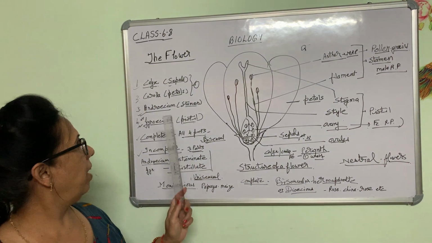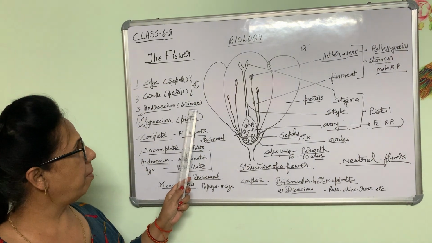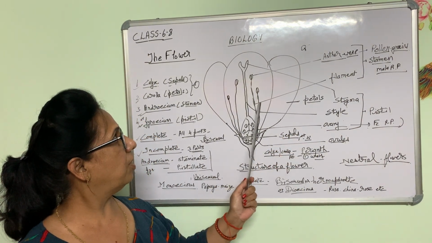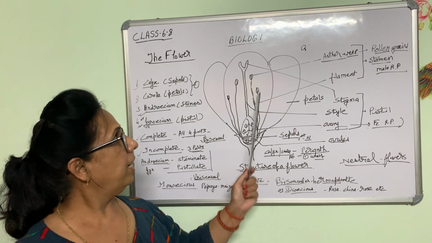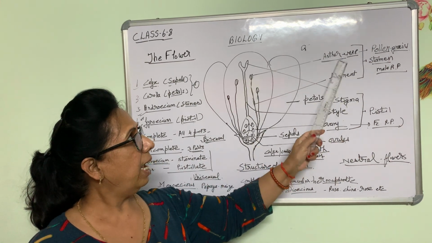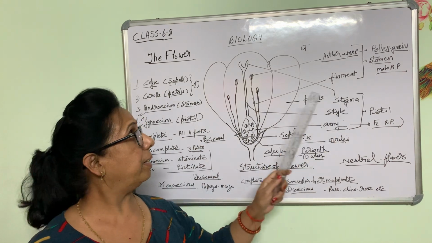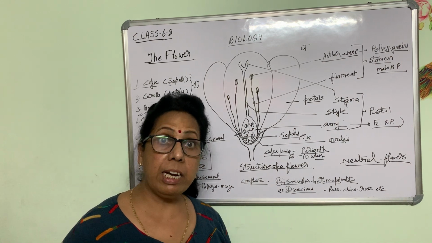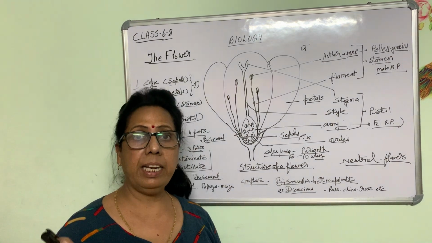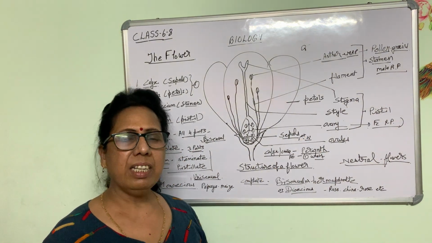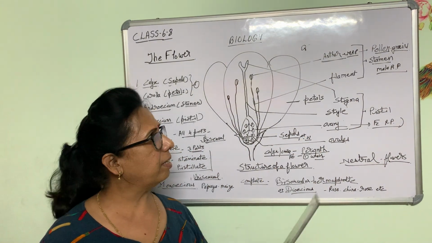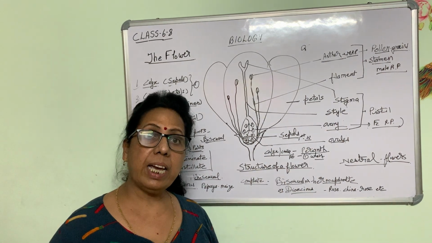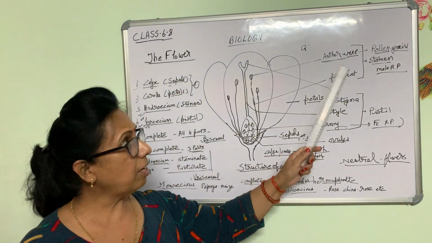The third whorl of the flower is androecium. It consists of stamens. Stamens are made up of two parts, anther and filament. This is anther, this is filament, and this entire part is known as the stamen. Anther plus filament is called the stamen. Anthers contain the pollen grains. Pollen grains are the male reproductive unit which helps in pollination. What are pollen grains? Yellow colored dusty part, very small dusty particles. Pollen grains are formed in the anthers, and they help in reproduction. It is the male reproductive unit.